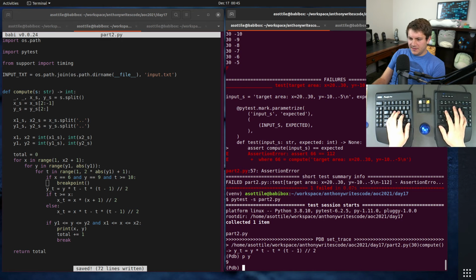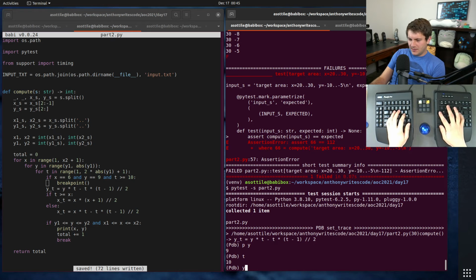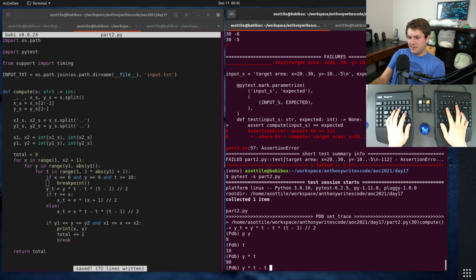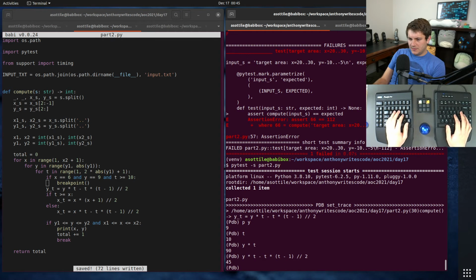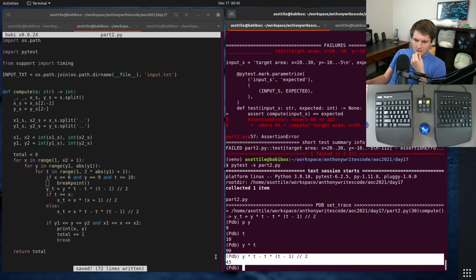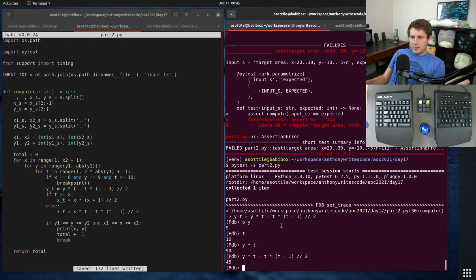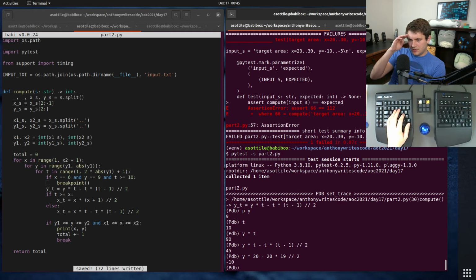Okay, so y is 9, t is 10. y times t minus t times t minus 1 over 2. 45. This is our peak. What about at t equals 20? 20 minus 20 times 19 over 2. Okay.